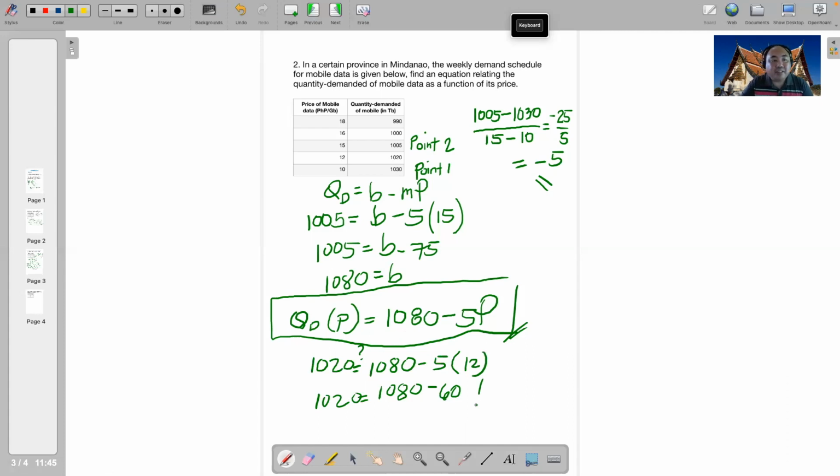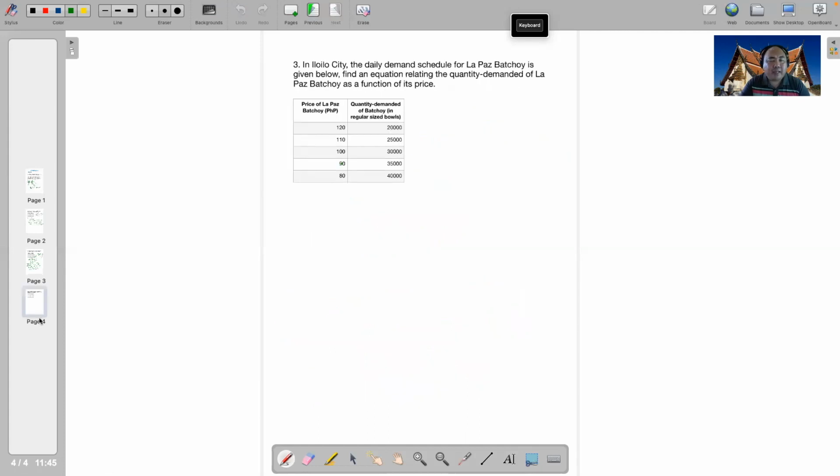Okay, so if you still find it a little bit confusing, we can have our third example, practically the same procedure. So here in this third example, we have in Iloilo City, the daily demand schedule for La Paz Bachoy is given below. Find an equation relating the quantity demanded of La Paz Bachoy as a function of its price. So here you have it. So the quantity demanded in regular sized bowls of La Paz Bachoy and then the price of La Paz Bachoy.